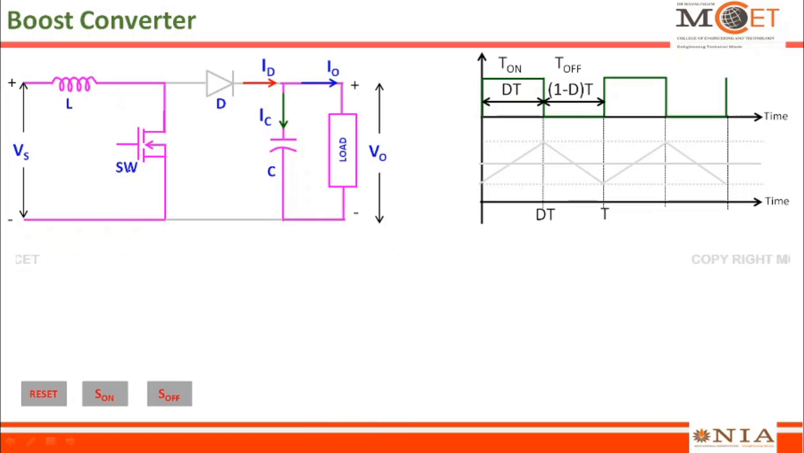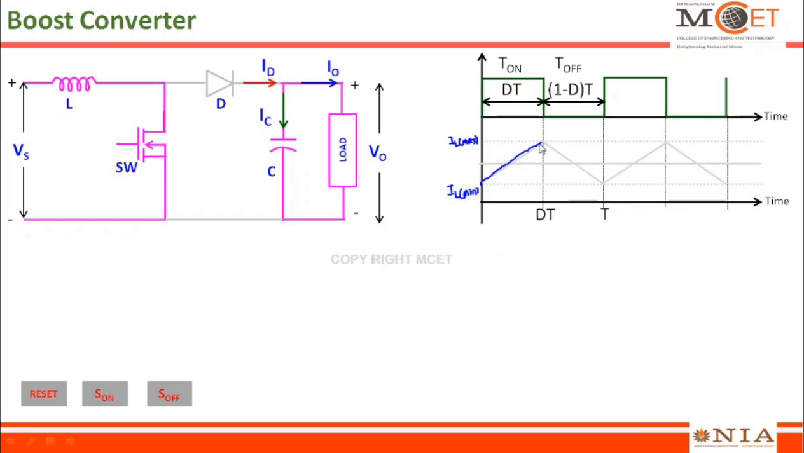So during the on time of the switch, the energy is stored in the inductor, because of which the current through the inductor will slowly increase from its minimum value to its maximum value, which is very similar to what we discussed in our buck converter. So this is IL minimum and this is IL maximum. These two currents are the minimum and the maximum values of the inductor current.